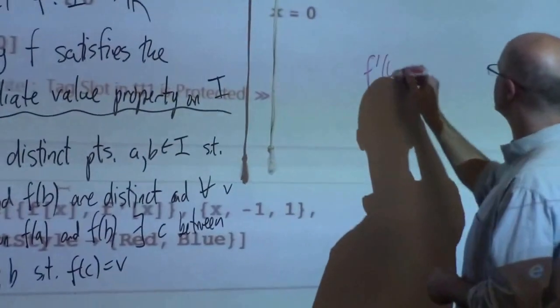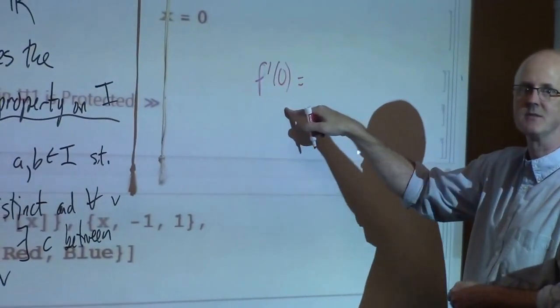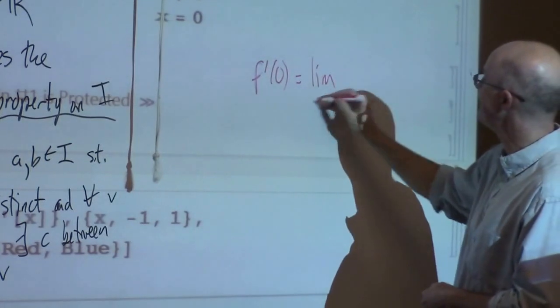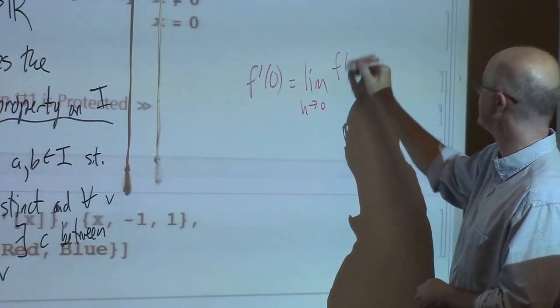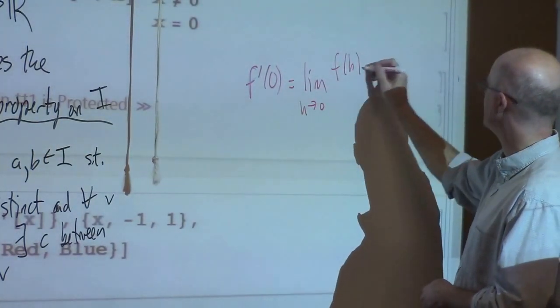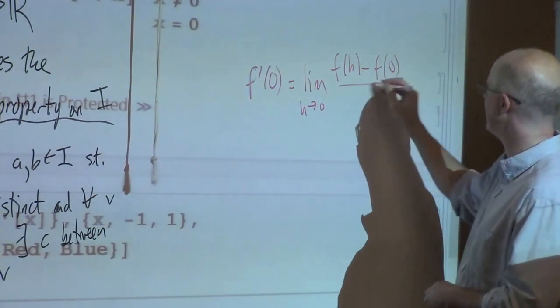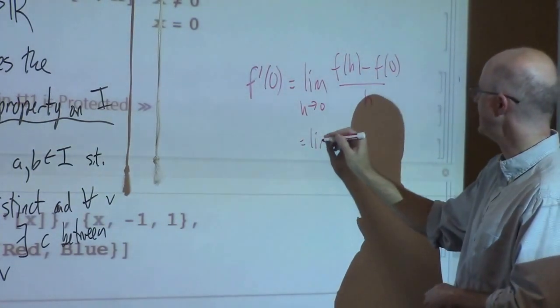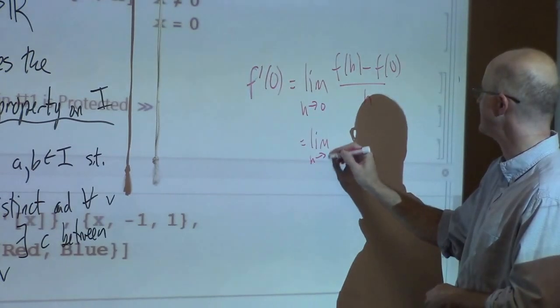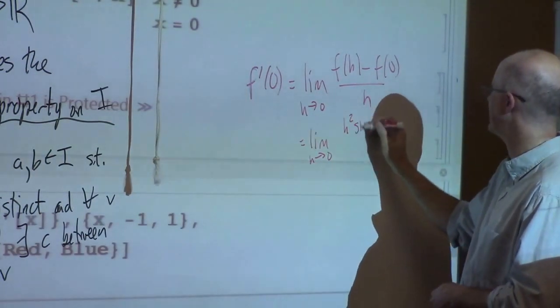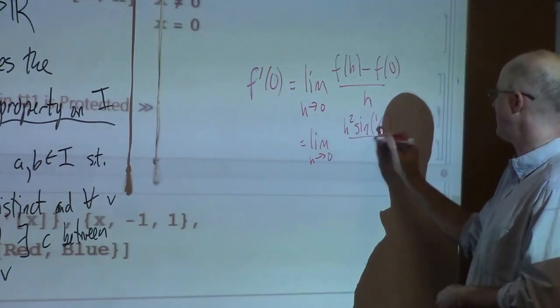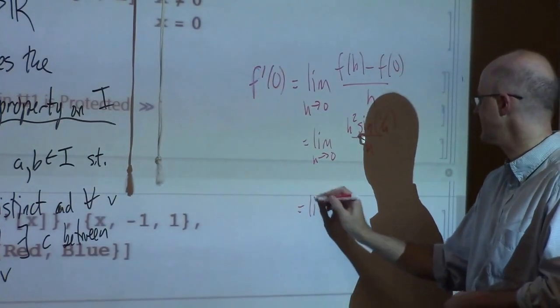F prime of 0, how are we doing as far as seeing this here? Zoom in. It would be this limit: f of h minus f of 0 divided by h. F of 0 is defined to be 0, so this is the limit as h goes to 0 of h squared sine of 1 over h, divided by h. One of those h's cancels.